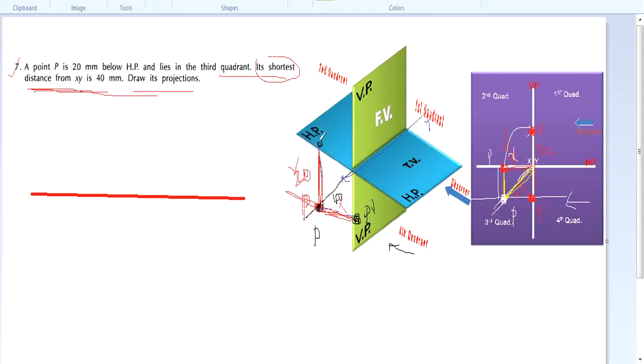Okay, and in the top view on the HP plane, this is the point P, but this distance is an unknown value, so you need to calculate the distance. Please measure the distance from here to here, some X. Then after that, just rotate this plane by 90 degrees.